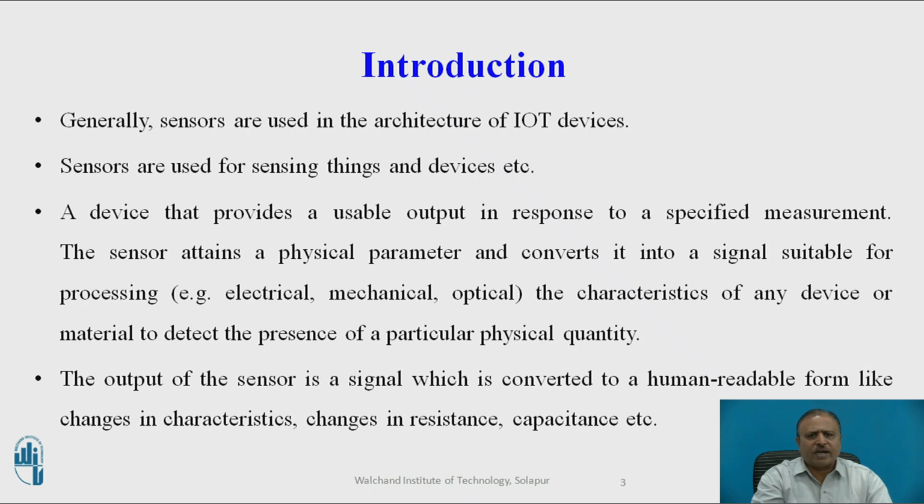A sensor is a device that provides a usable output in response to a specified measurement. The sensor attains a physical parameter and converts it into a signal suitable for processing, for example, electrical, mechanical, or optical form. It detects the presence of a particular physical quantity. The output of the sensor is a signal which is converted to a human readable form, like changes in resistance, capacitance, etc.